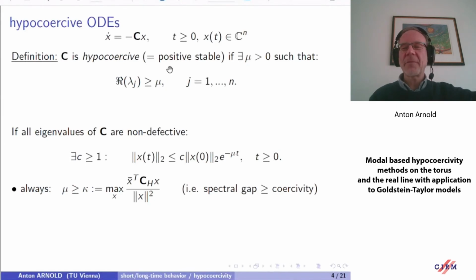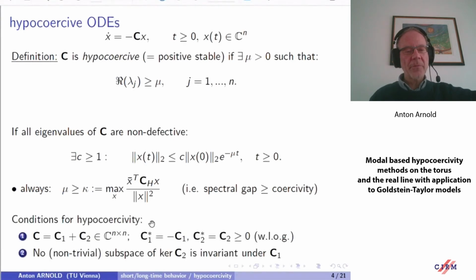Typically for matrices, of course, you would call that positive stable. In such a situation, if we assume that all eigenvalues are non-defective, which means there are no Jordan blocks, then you have this exponential decay of a solution. And the spectral gap constant mu will always be larger or equal to this coercivity constant kappa that we have seen on the previous page.